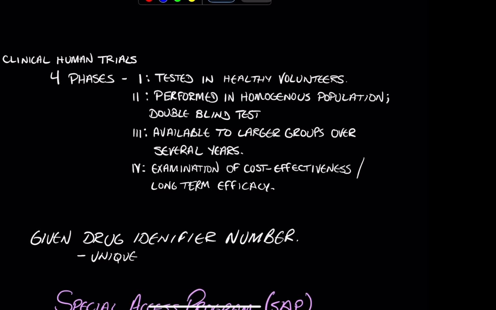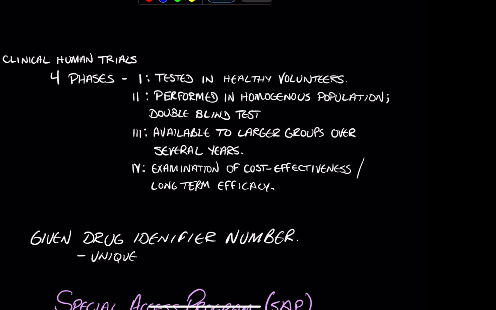Then they move on to a homogeneous population. So that's usually a group that has similar characteristics. It's usually something that's similar between all of the groups, so there's not really any wide variables between them. And they typically do what's called a double blind test. So double blind test means that the person who's getting the medication doesn't know if it's an actual medication or what's called a placebo, which would be just a fake pill.